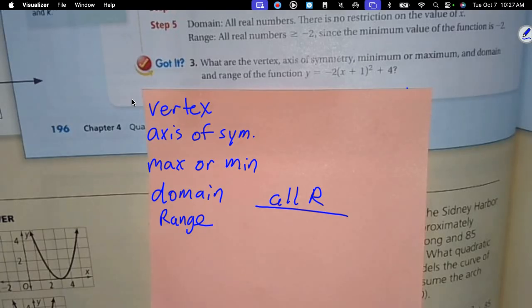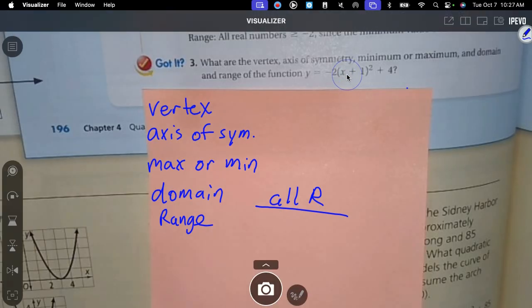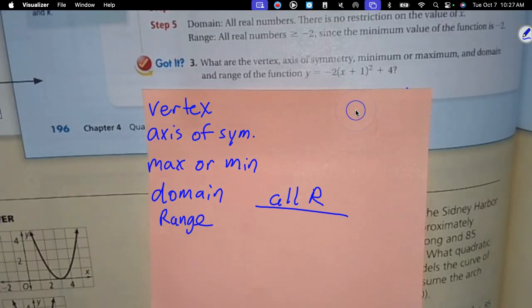What's the vertex? Where does this one move, Edward? Where does it move? Somebody else. Left one and up 4. Left one, up 4. That is the vertex.